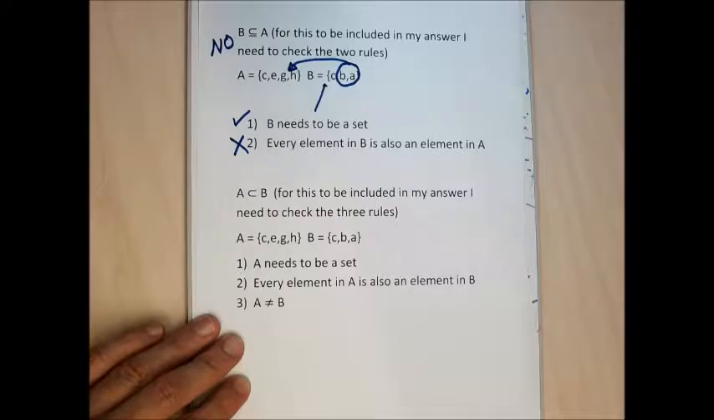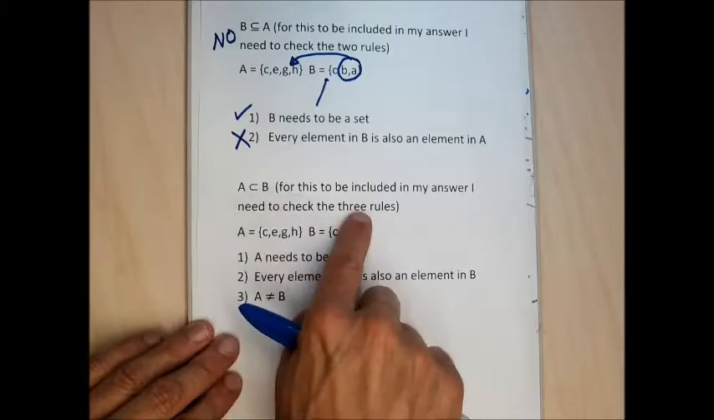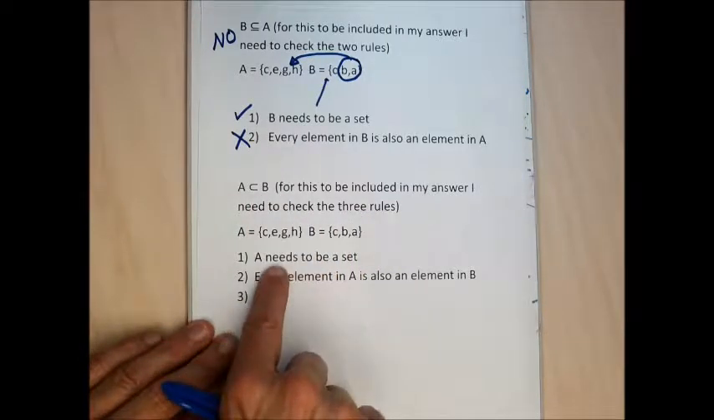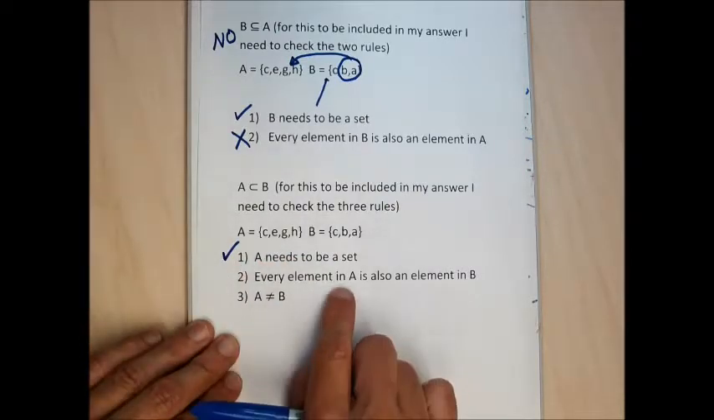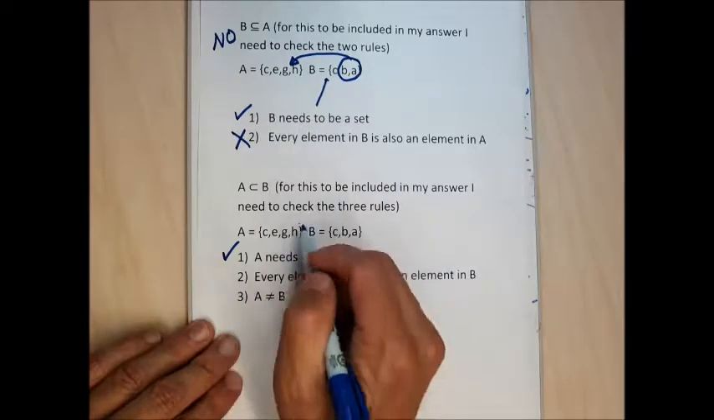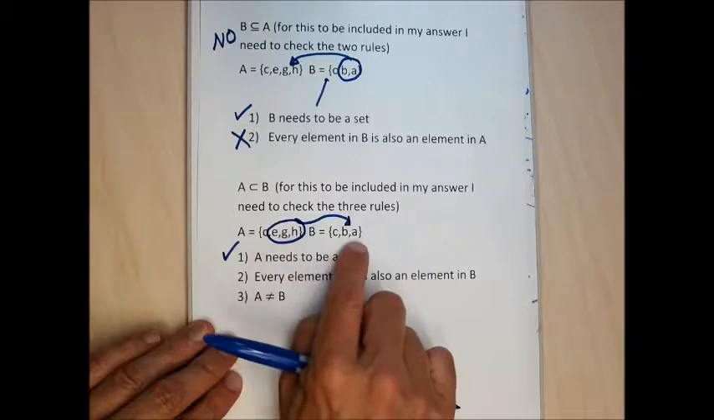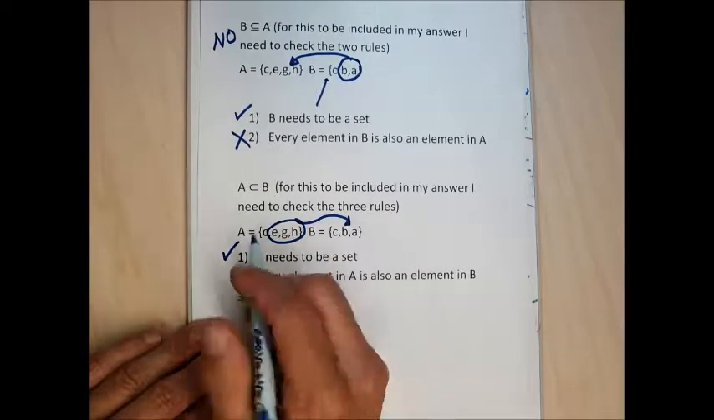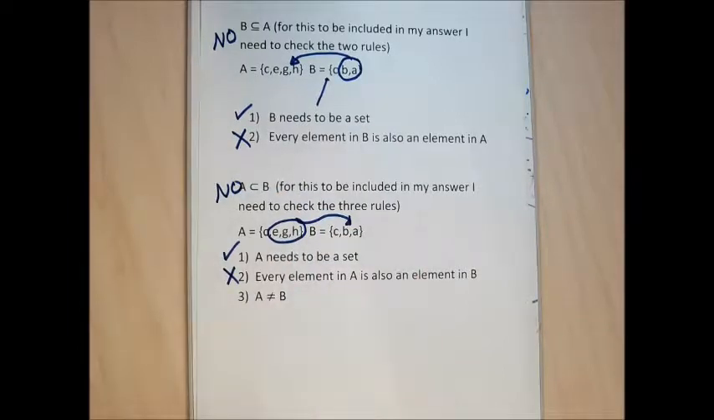2 more to do, the proper subset ones. Now I'm going to see if A is a proper subset of B. For A to be a proper subset of B, there's 3 rules to check. First, A needs to be a set. It's in set braces, so that's good. Second rule, all 4 elements in set A also have to be elements in set B, and this is where it's going to break down because there are 3 elements in set A that I don't see anywhere in set B, so that rule gets violated, and I'm not going to include that in my answer.